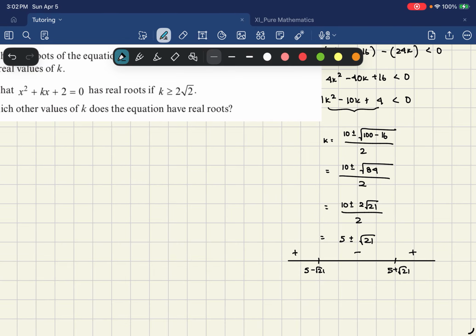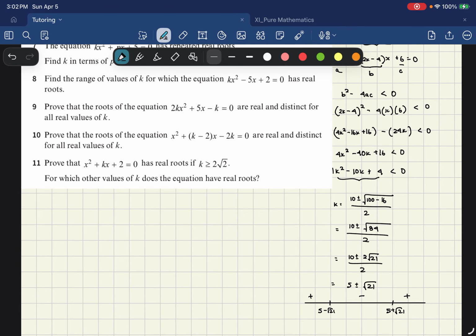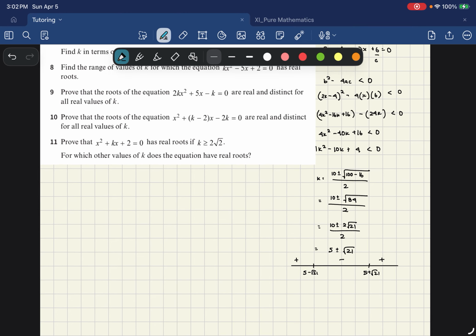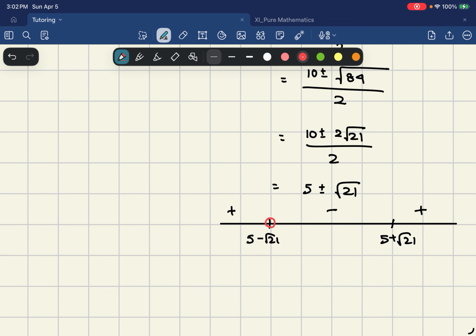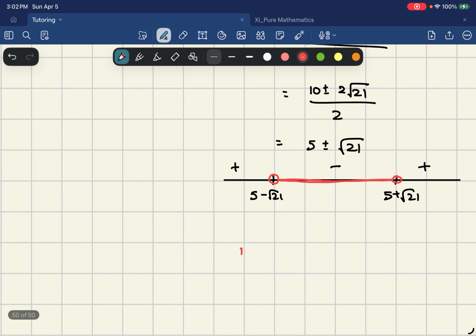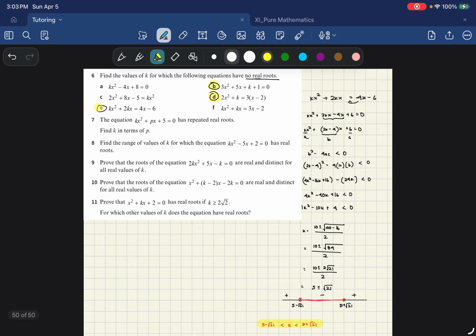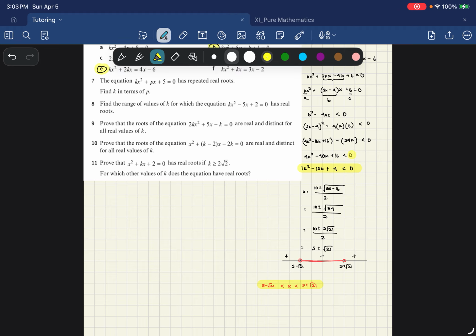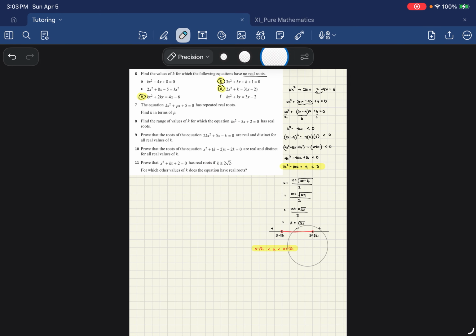So if we want this to be less than 0, what values of k do we need to pick? We need to pick k values in between here. If we pick 5 plus or minus square root of 21, we get 0. So our k value needs to be in between 5 minus square root of 21 and 5 plus square root of 21. All right. So this was a bit difficult, I believe, but it's not that hard. You just solve this inequality, and then you just check the condition, and you get this answer. All right, so we are done with part 6.